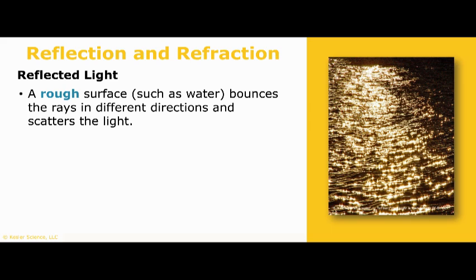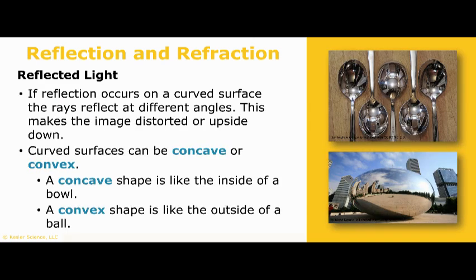Moving on, reflected light. A rough surface such as water bounces the rays in different directions and scatters the light. You can see how it's rough. It's got all kinds of bumps and ridges. So it's just bouncing that light all over the place, which can be good. Different directions, it scatters the light.